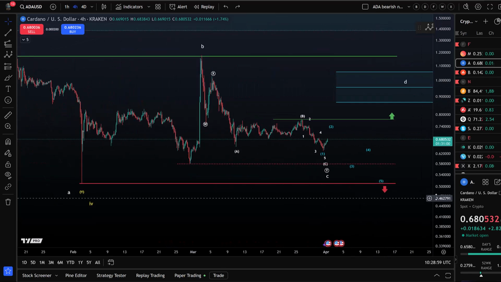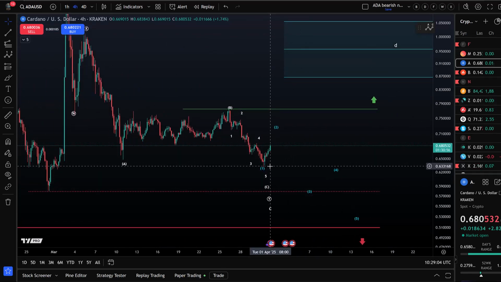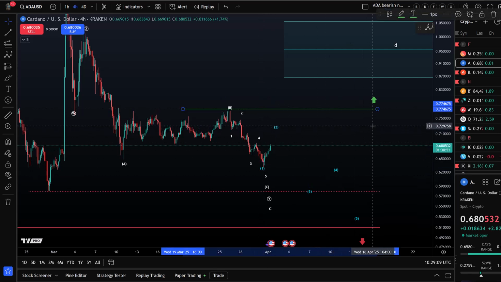That means in the very short term, the focus is on whether the bulls can hold the last swing low that formed here around 63 cents and drive the price above 77.5. That's the update about ADA.